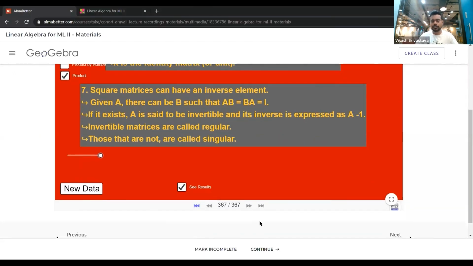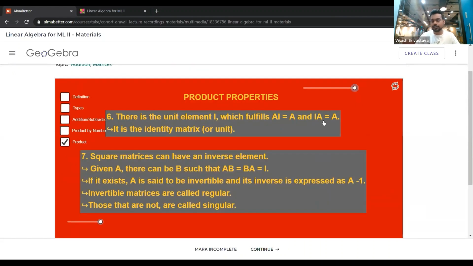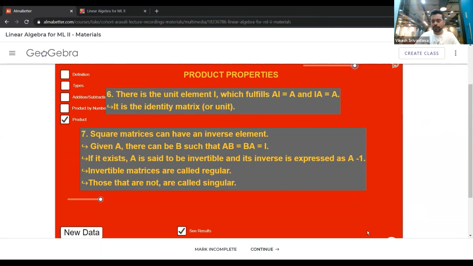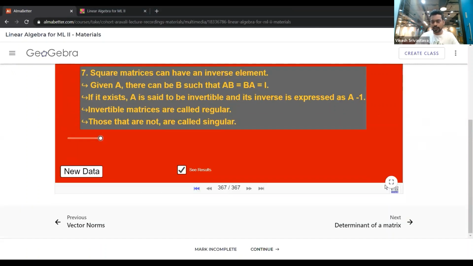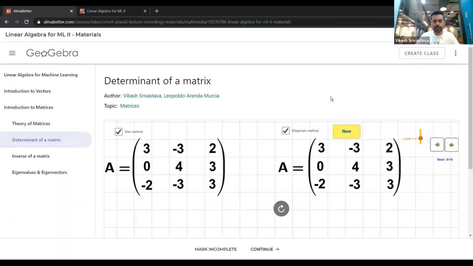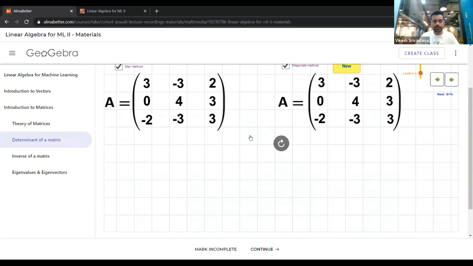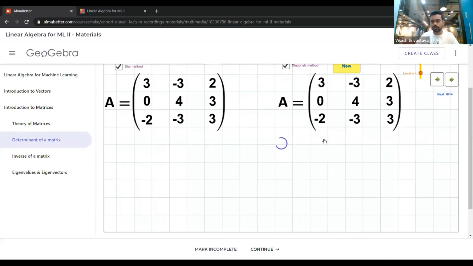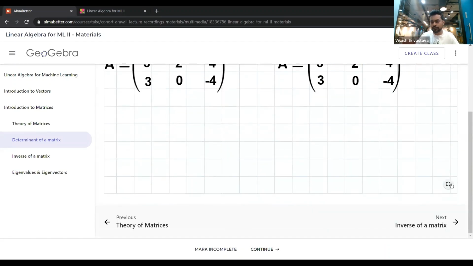Can you please confirm if you're able to understand these operations and properties which I've discussed till now? Okay, perfect. So let's move ahead. Now we'll talk about the concept of determinant. Determinant is a really important concept, and for this also I have another interesting applet to show you.